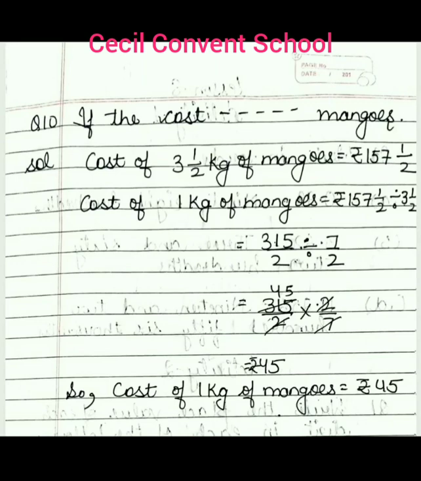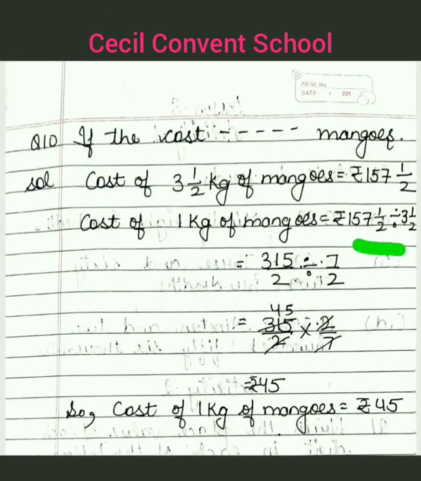1 by 2 kg. So first of all you have to convert it into improper form. How can we convert? Firstly 157 multiplied by 2, answer will come 314, plus 1, you get 315 by 2, divided by 3 2s are 6, 6 plus 1 is 7. So answer will be 7 by 2.